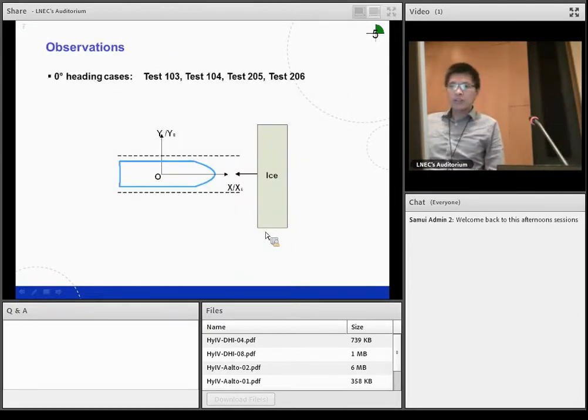For the 0 degree cases, we have 4 tests. The ship was fixed and the ice is moving towards the ship, but in the model test, the ice was stationary, and actually the ship model was towed towards the ice field.